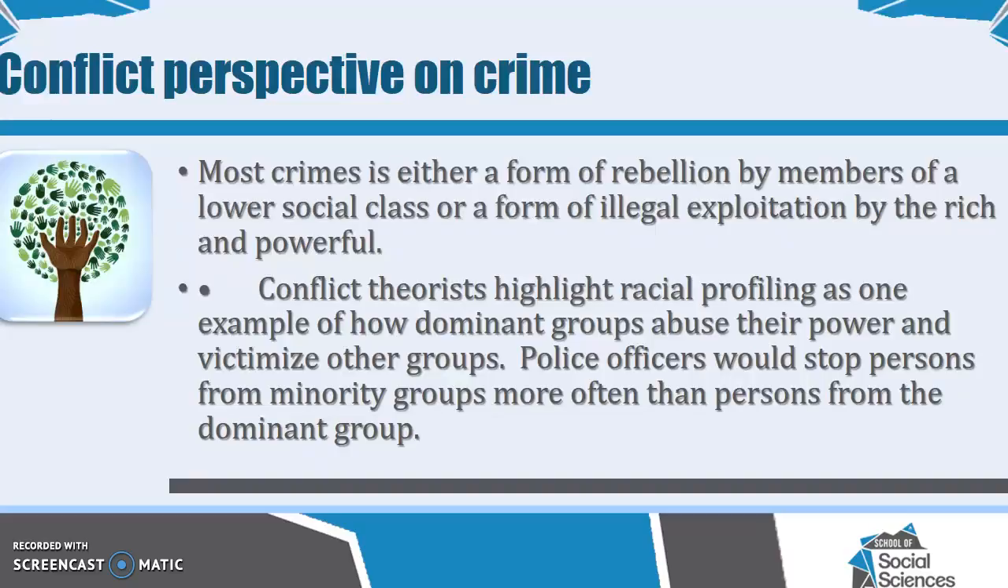Conflict theorists highlight things like racial profiling as one of the examples of how the dominant group tends to abuse its power and victimize members of lower groups. Police officers, for example, may stop persons from minority groups or a certain social group more often than they would persons of another group. And research has shown that this is in fact true.